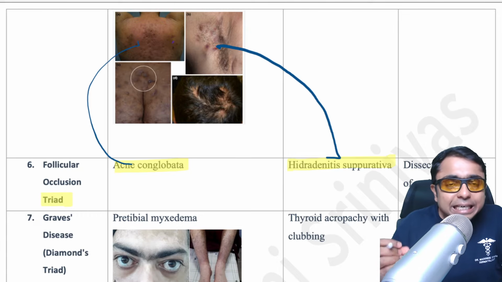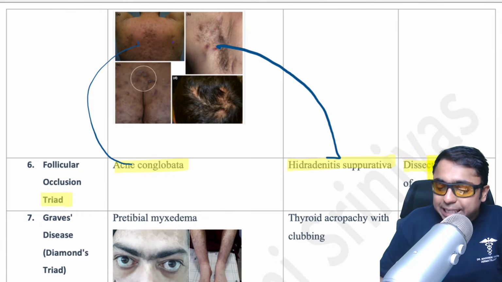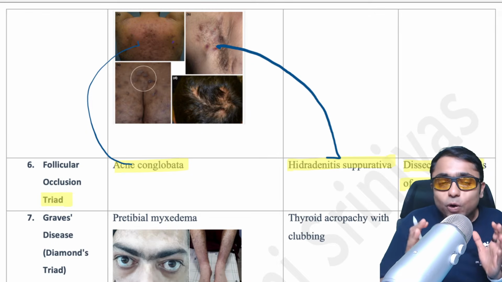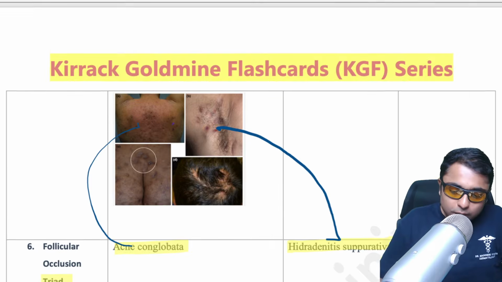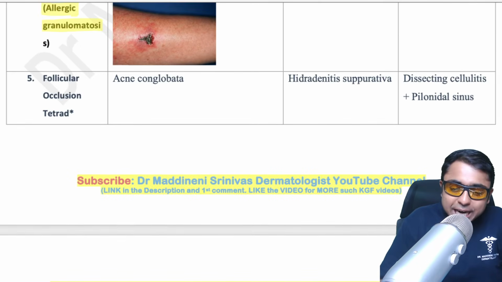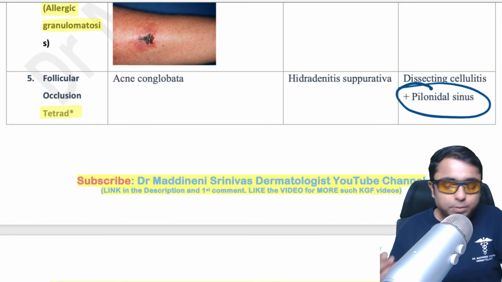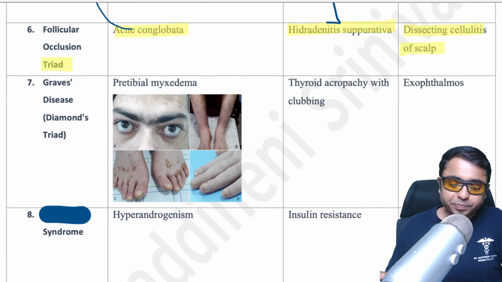Next is the scarring alopecia of the scalp. Specifically, it is called dissecting cellulitis of the scalp. So these three features put together, the triad is called the follicular occlusion triad. And if there is one more feature added, that is the pilonidal sinus, we are going to call it a tetrad. So this is a small difference between triad and tetrad.